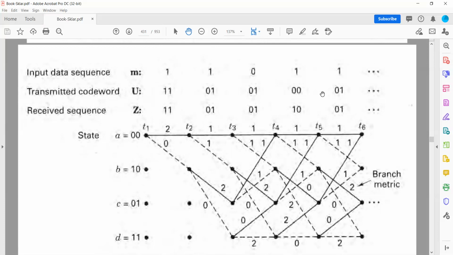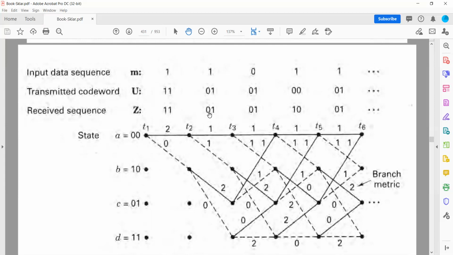But while it traveled through the channel, the received code word was 11010110 and 01. From this point to here, we can see that there is an error, but actually we don't know the error. When this Z sequence is received at the receiver, sitting at the receiver, we don't know what U is. Sitting at the receiver, we only know Z. We don't know which bit is in error, right? So we try to decode it.